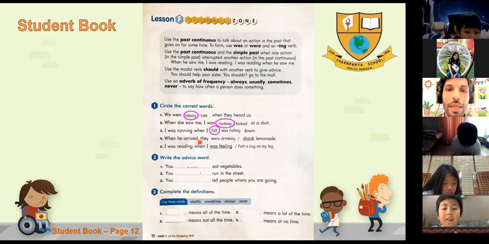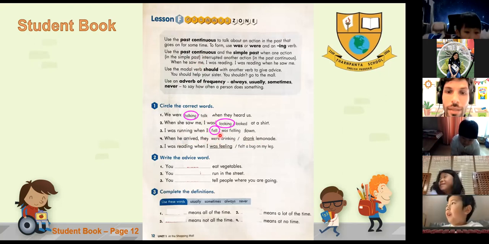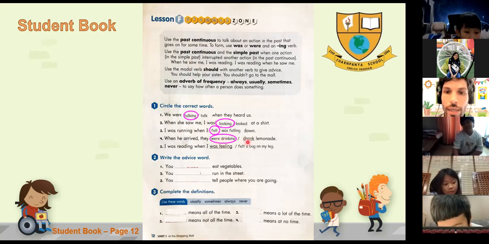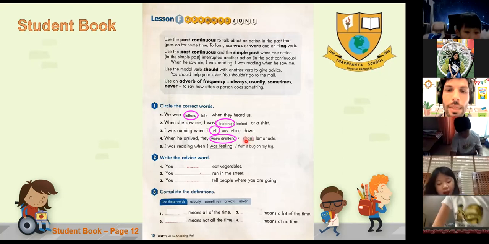So we know that now we need a past continuous tense to complete the sentence. And we have two options. They were drinking or they drank lemonade. The first one, were drinking. Okay, that's the right option because this option is the past continuous tense. Okay, so we are going to make a circle. They were drinking. Drank is, as you know, the simple past tense of the verb drink. So we know that this option is not right.